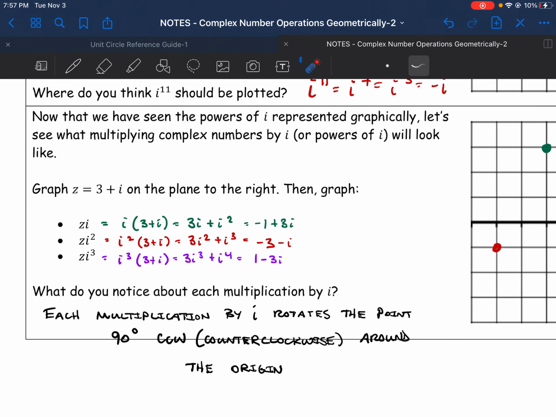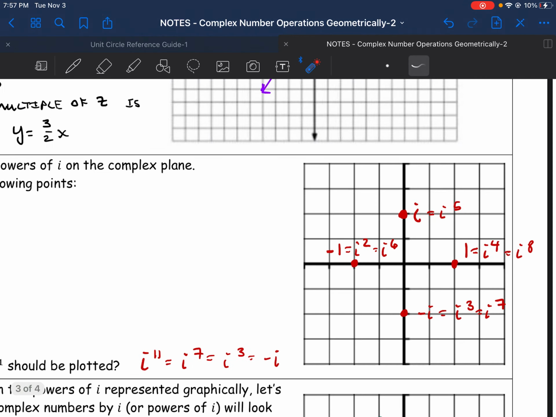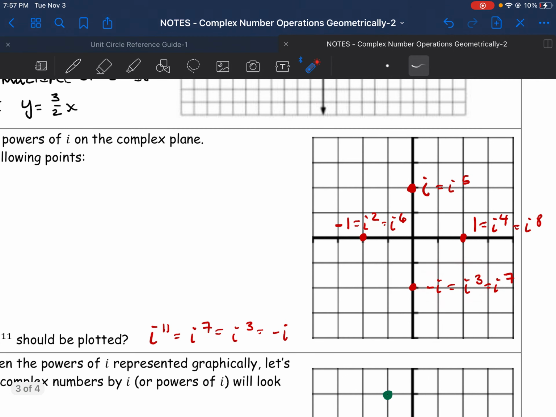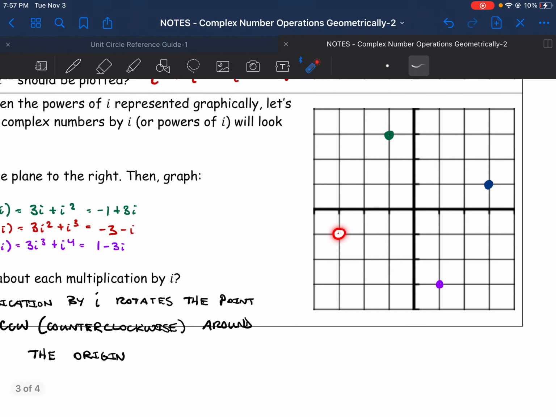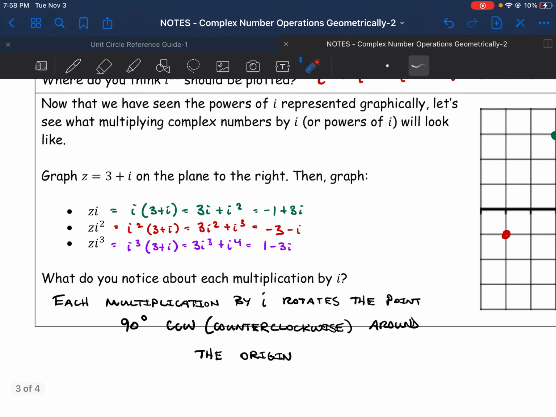z times i squared. So instead of just doing z times i, now we're doing z times i squared. So that's i squared times 3 plus i. We'll distribute the i squared. We get 3i squared plus i to the third. From above, we already know that i to the third is the same as negative i. So we get a negative i here, and then 3i squared. We know i squared is negative 1. 3 times negative 1 gives us the negative 3 here. So we get negative 3 minus i, which I plotted right here in red. Once again, notice the 90 degrees counterclockwise. And the cycle just continues.